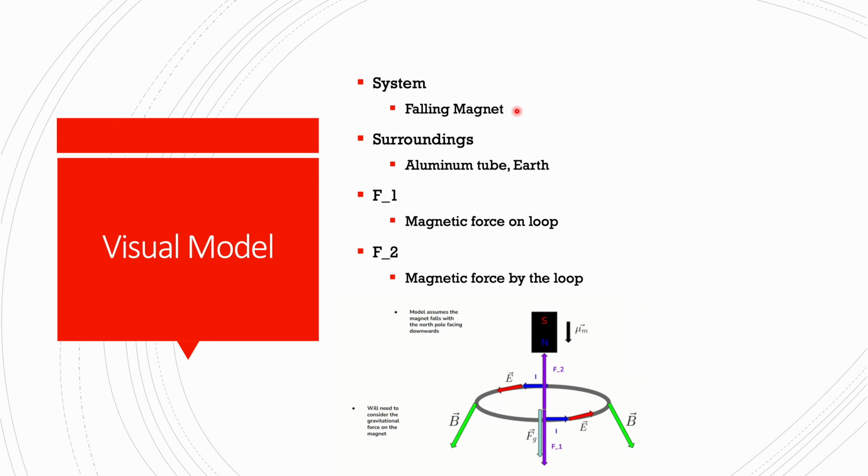For the system, we are using a falling magnet. For the surroundings, we have the aluminum tube and the Earth. In our visual model here, we have F1 down here as the magnetic force on the loop, and F2 as the magnetic force by the loop, and basically we're stacking all of these loops to create the tube as the magnet falls through it.